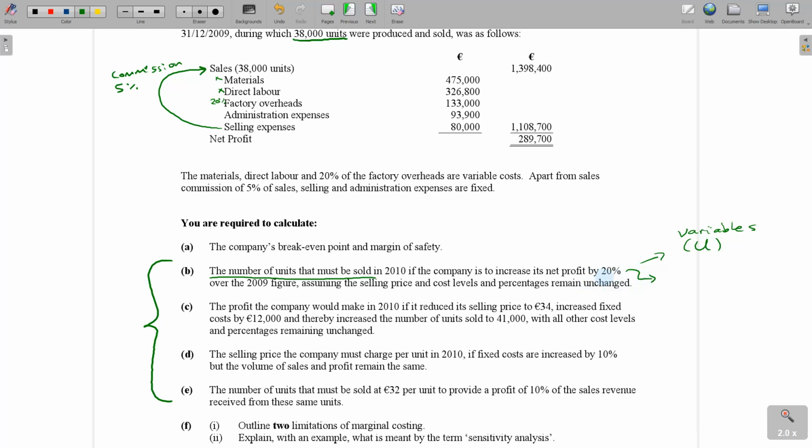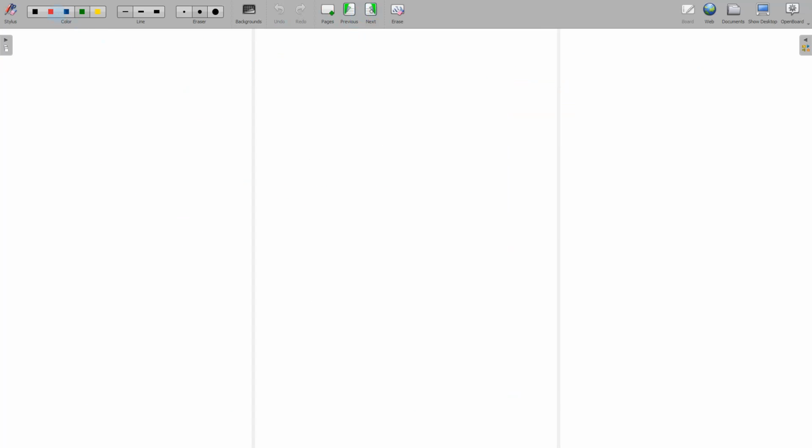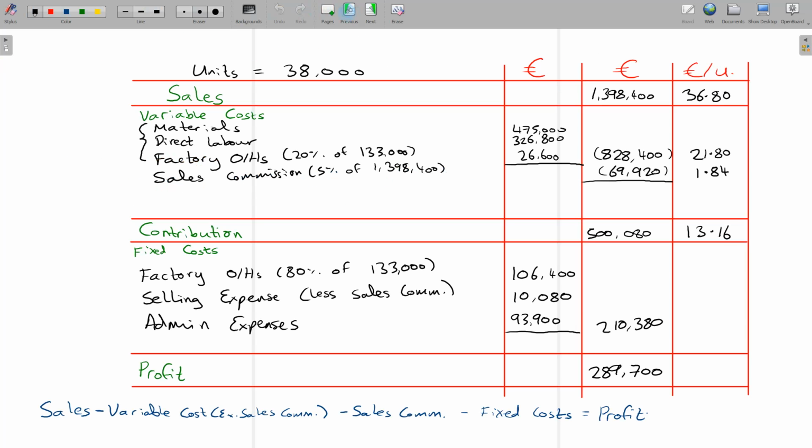What has changed? Well, our profit has increased by 20%. So that's 289,700 at 120%, or 1.20. They're the same thing. So that's what we're looking for in part B. So if I go now to B, I'm going to use this formula.